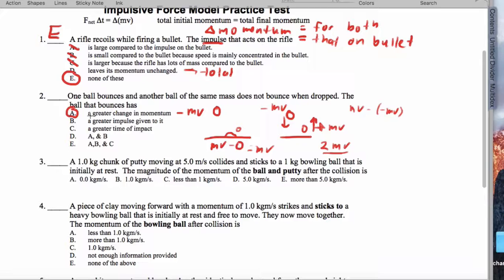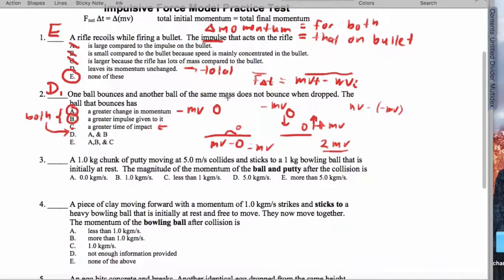If we have a greater change in momentum, well, remember, impulse is the change in momentum. I'll write that shorthand: F delta t equals mv final minus mv initial. That's the change in momentum, and this is the impulse. So we also have a greater impulse given. What that tells us, we can't talk about the time of impact because we don't know. I don't know how bouncing works from one to the other. So all we can guarantee is that choice D is in fact correct.